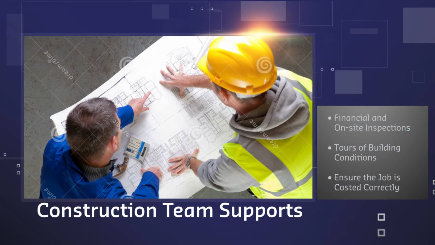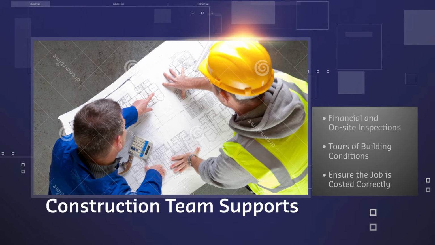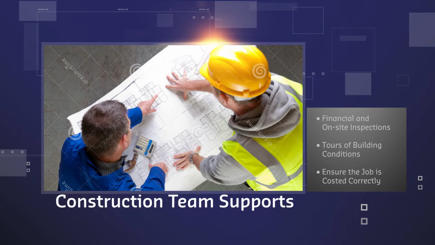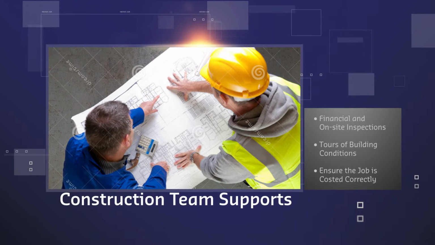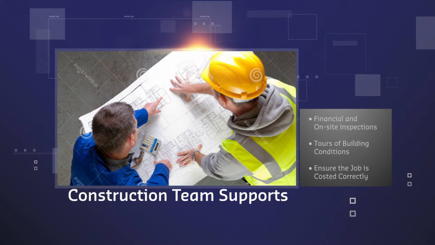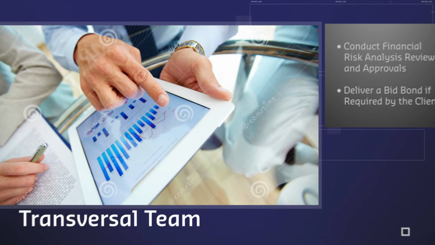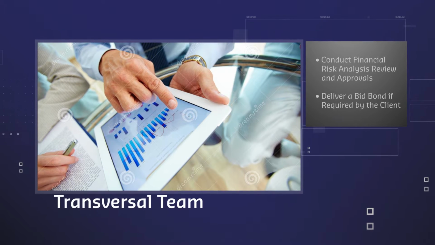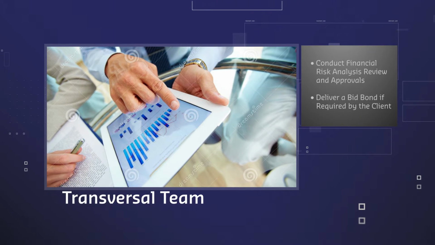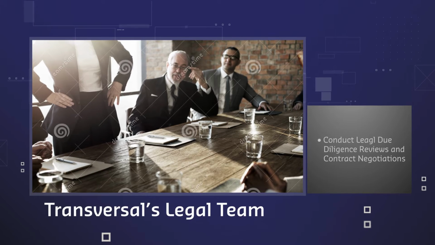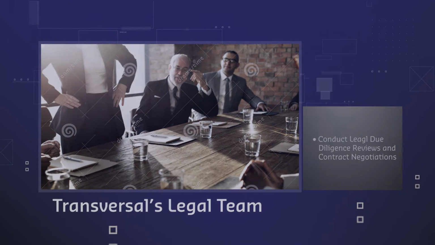The construction team supports all of the technical due diligence review activities, such as financial and on-site inspections or tours of building conditions. They also check all regulatory and authorities having jurisdiction needs to ensure that the job is costed correctly. The transversal team, through the deal structure and pricing team, is also engaged to conduct financial risk analysis review and approvals. They may be asked to deliver a bid bond at this stage if it is required by the client. The Transversal's legal team is also part of this process to conduct legal due diligence reviews and contract negotiations.